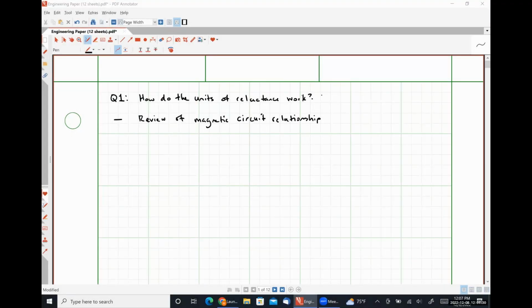Let's switch the order up slightly and do the review of things first. And then while we're reviewing what all the relationships are, we will talk about the units simultaneously.